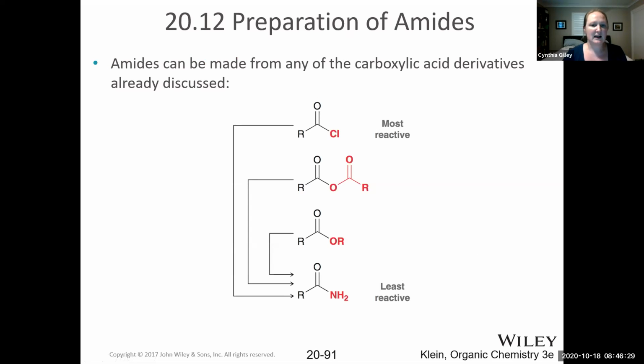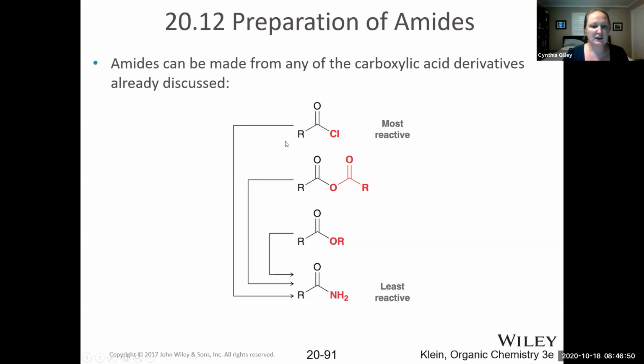All right, let's start talking about amides. Amides can be made from any of the other carboxylic acid derivatives. Because it's the least reactive and most stable, we are always essentially doing an exothermic reaction when we convert one of these other carboxylic acid derivatives to an amide.